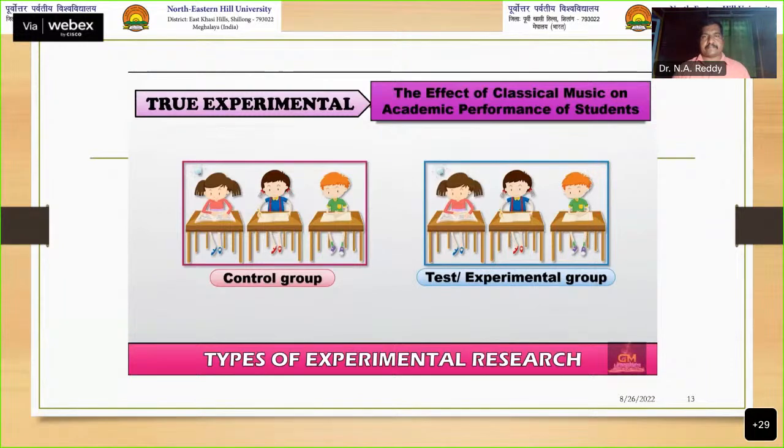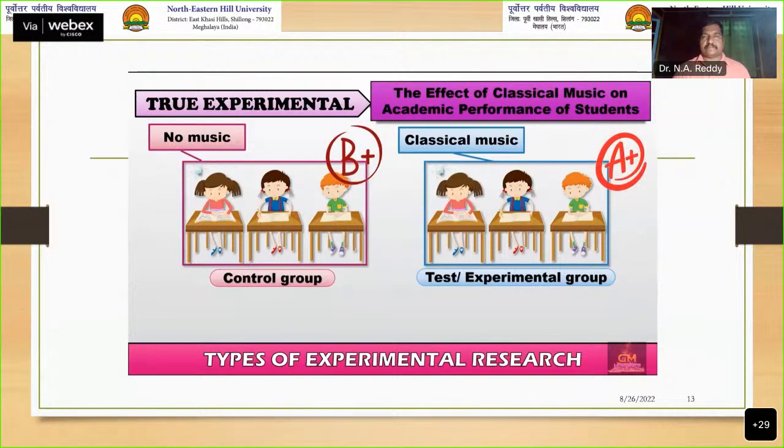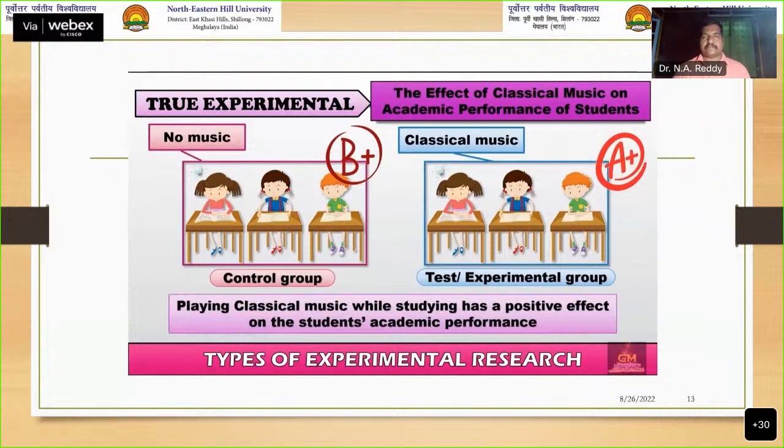At the end of the study, the researcher then gives an assessment between the control group without music and the test or experimental group with music by looking at their academic performance. Based on this example, we can conclude that playing classical music while studying has a positive effect on the student's academic performance.